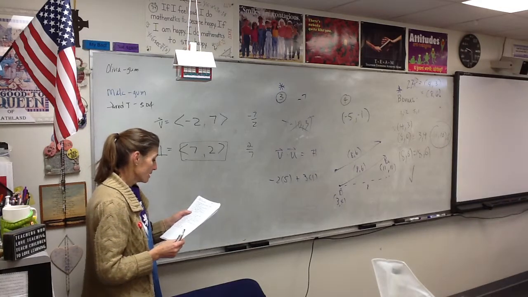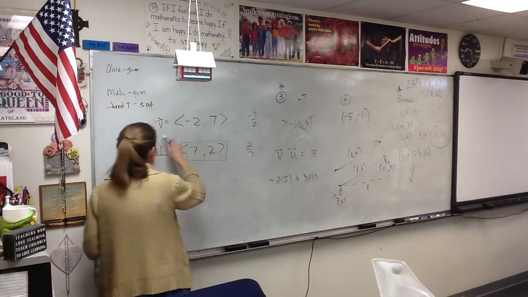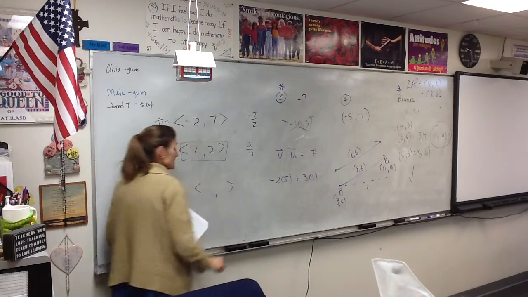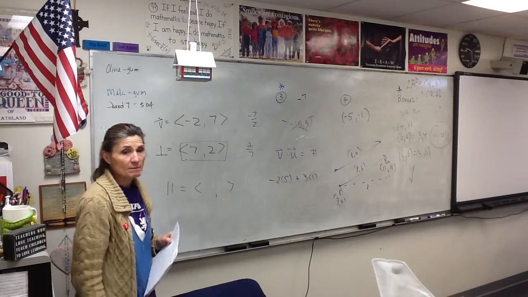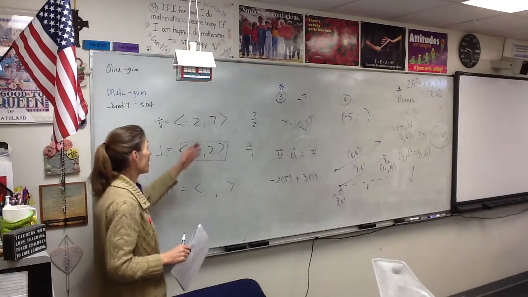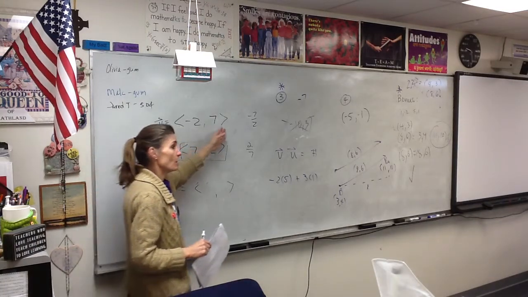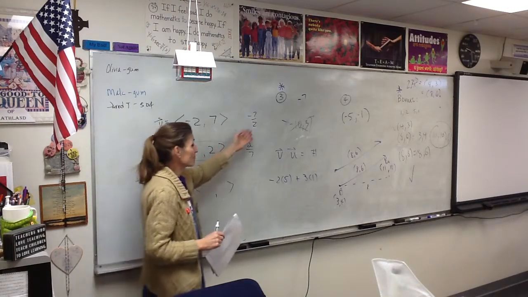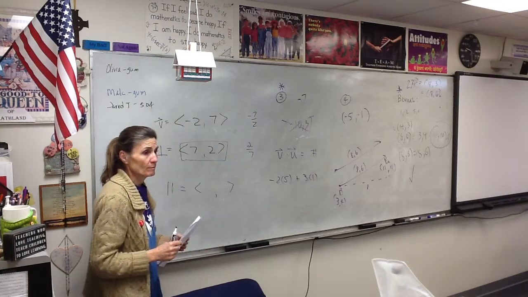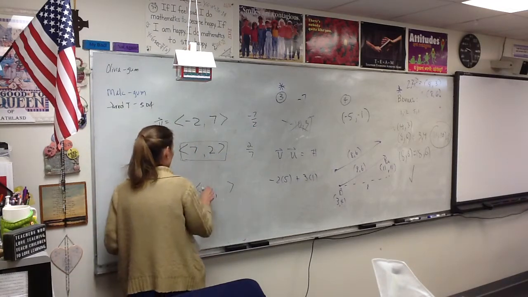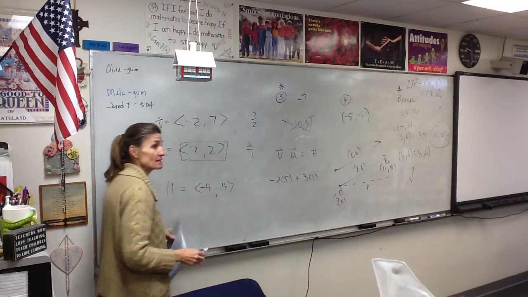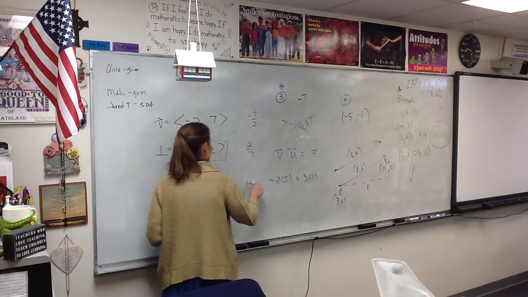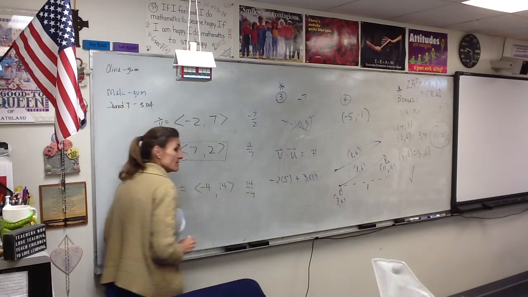5. Same question, same vector, except now we're finding a parallel vector. What does parallel mean? Same slope. So you have lots of options. Left 2, up 7. What's another vector that has the same slope? Could we go left 4, up 14? Would that be the same slope? Yeah, that would be 14 over negative 4, which reduces to negative 7/2.